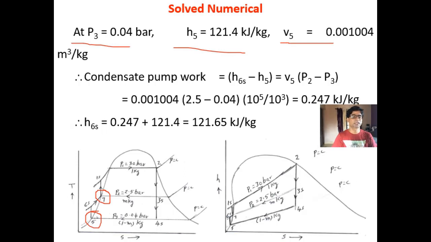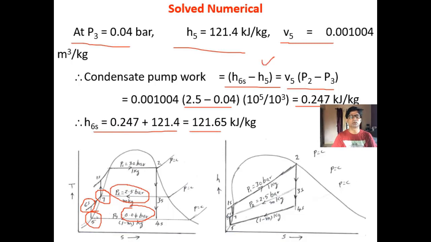So pump work, condensate pump work, that is 5 to 6s, is nothing but H6s minus H5 is equal to V5 into P2 minus P3. Because this is taking place from 5 to 6s, 6s is on the 2.5 bar line, and 5 is on the 0.04 bar line. So pressure difference is 2.5 minus 0.04 bar. After substitution and simplification, you will get the pump work as 0.247 kilojoules per kg, and for H6, which is nothing but H5 plus pump work, you will get 121.65 kilojoules per kg.